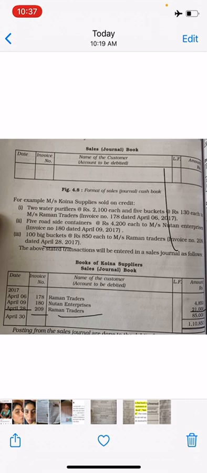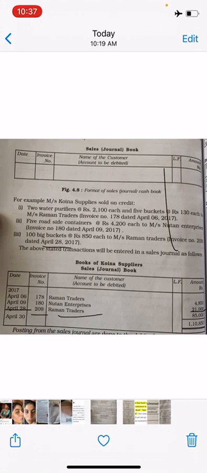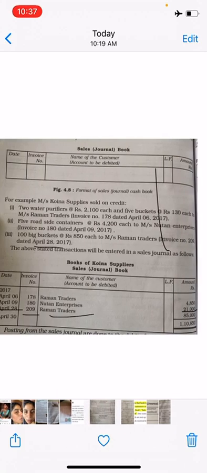The sales journal book which is shown here, in our example illustration, will be posted in the ledger account in the following manner. Just see how it is posted. So who are the customers here? Raman Traders, Nutan Enterprise and Raman Traders. And the three ledgers you are supposed to prepare are Raman Traders, Nutan Enterprise and sales account, correct?